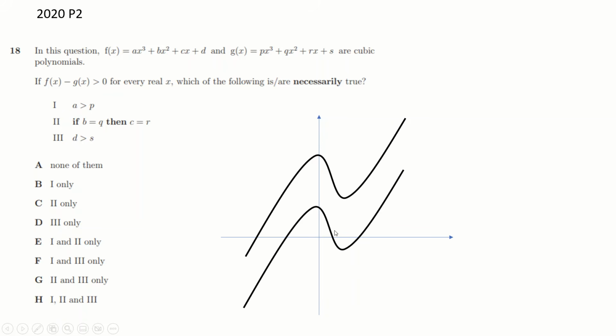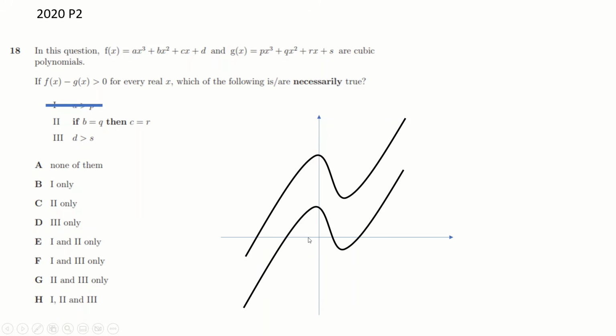But if I've just taken this cubic and shifted it up, then I've left the a and the p. Those are the same value, because all I did was translate this cubic up a bit. So a does not have to be bigger than p, right? This a and p will be the same value because all I did was shift it up.